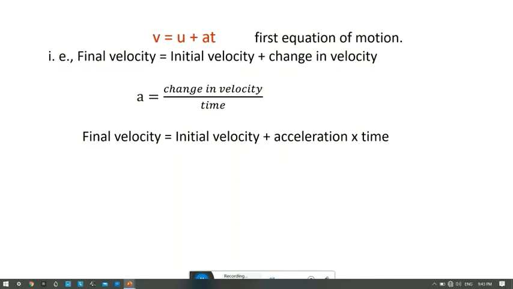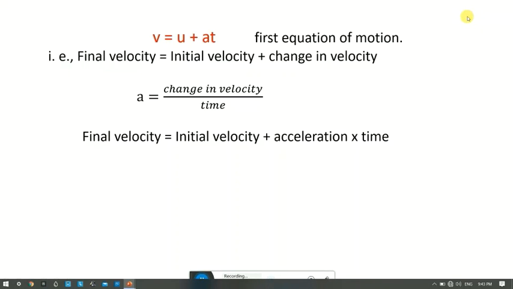So its final velocity is equal to initial velocity, that is 10 meter per second, plus change in velocity, 5 meter per second, which is equal to 15 meter per second. Means when acceleration is constant, we can multiply it with time, because each time period the acceleration is same, to get change in velocity added to initial velocity to get the final velocity.